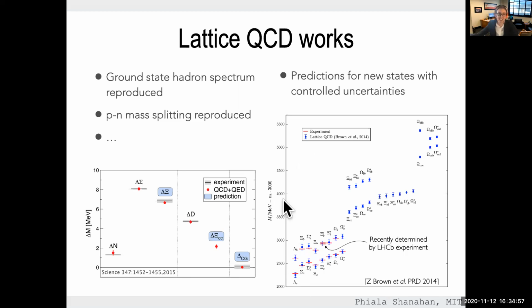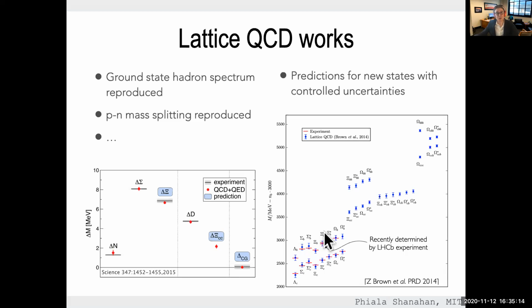Predictions for new states with controlled uncertainties. For example, here, all of the blue points are states predicted from lattice QCD. The red lines are from experiment, and this additional red line, a state found by LHCb after it had been predicted.